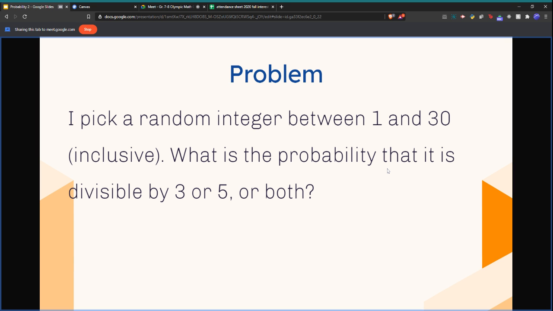Right here. So I pick a random integer between 1 and 30 inclusive. So it means I can pick 1 and 30 as well. What's the probability that the number is divisible by 3 or 5, or even both? I'll give you guys a minute or so to solve this.